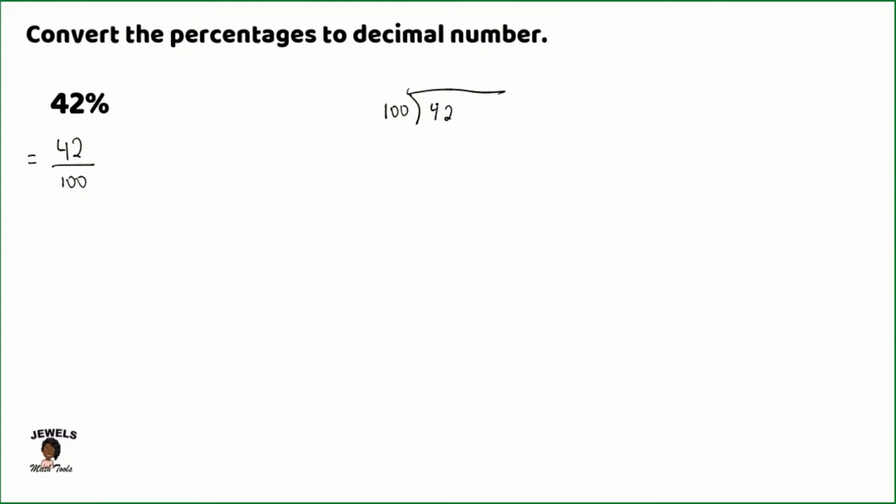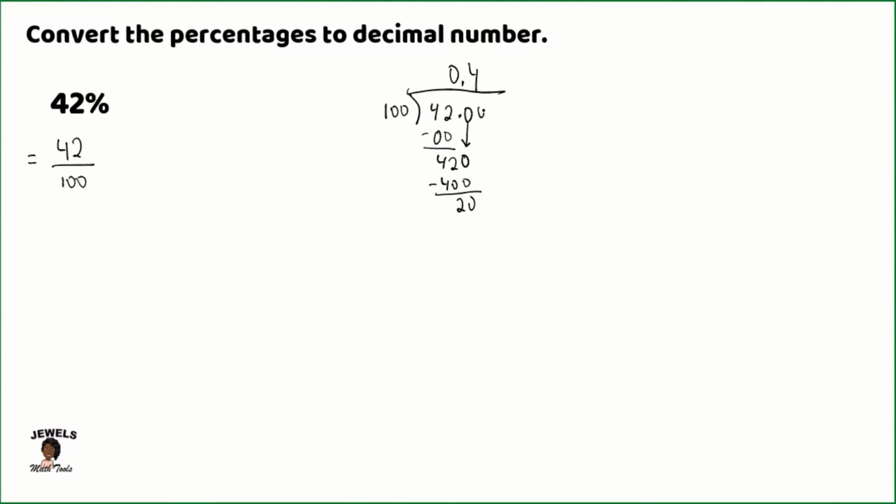And we know that 100 can't divide into 42 since it's less than 100. And 0 times 100 will give us 0. 42 subtract 0 gives us 42. We're going to add in our decimal point. Add a 0, bring down that 0, and we're now going to divide 100 into 420, which will go 4 times. 4 times 100 is equal to 400. 420 subtract 400 gives us 20.